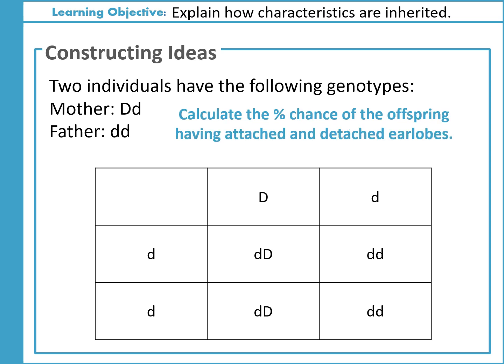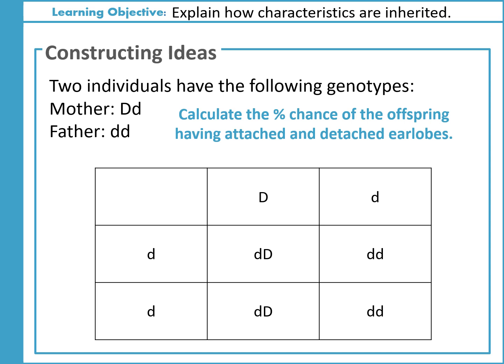And then I want you to calculate the chance of the offspring having attached and detached earlobes. Now, Punnett squares have got 4 boxes here for representing potential individuals. So you can imagine that this couple might have had 4 children, and every time they had a child, there was a chance of them inheriting a dominant allele or a recessive allele. And that would determine whether or not they display the particular characteristic.